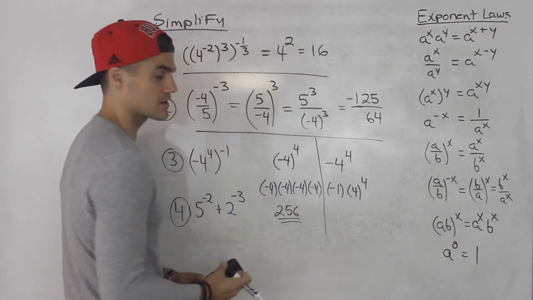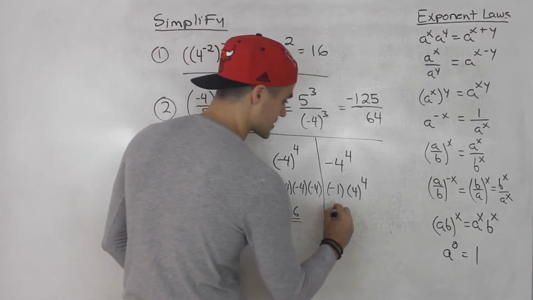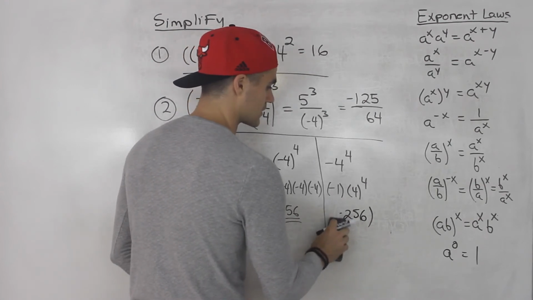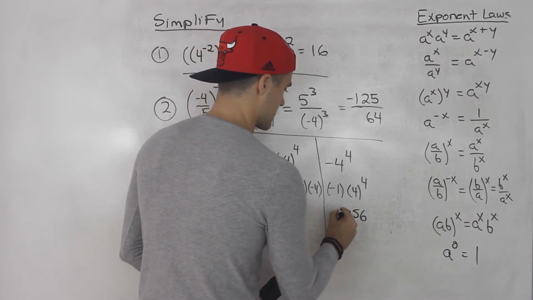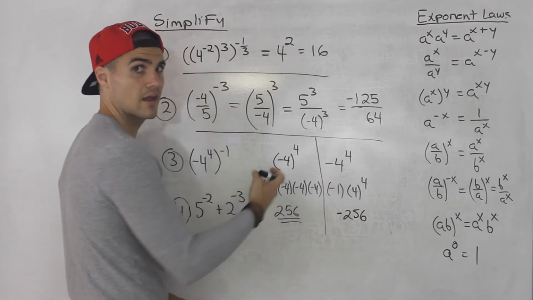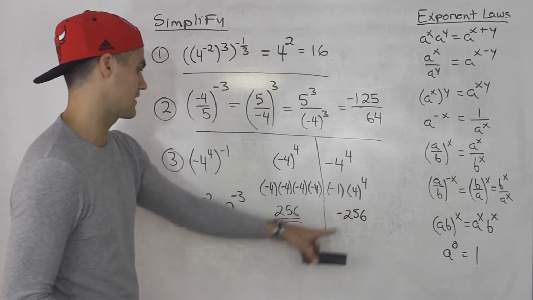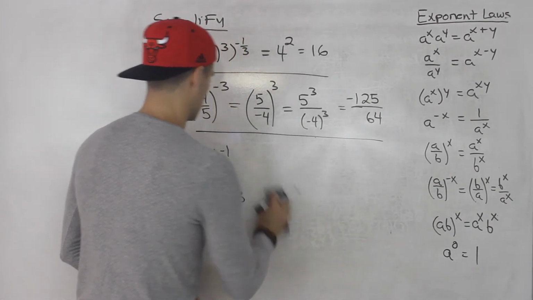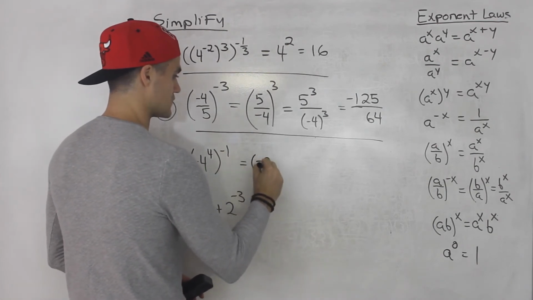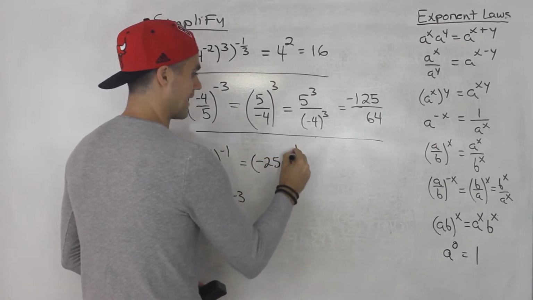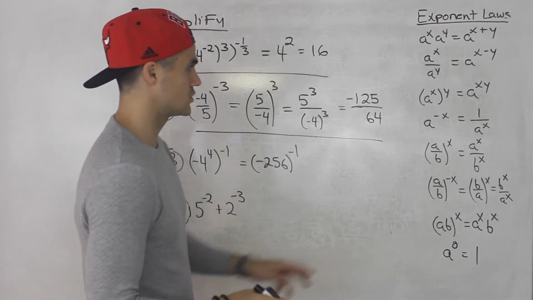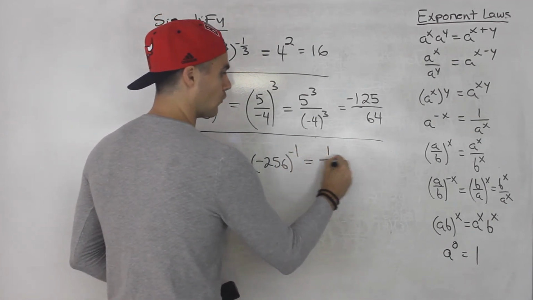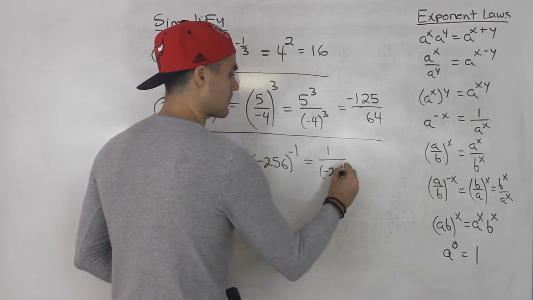So 4 to the power of 4 is positive 256, but multiplied by negative 1, that ends up being negative 256. Actually, you don't even have to put it in brackets. So this and this are both different. This ends up being negative 256. So we could plug that result in here. This ends up being, in brackets, negative 256 to the power of negative 1. And then we would just use this law here. So this would end up being 1 over negative 256 to the power of positive 1.